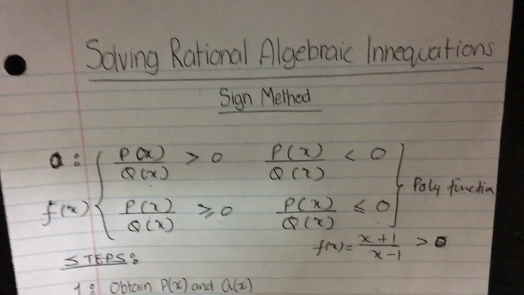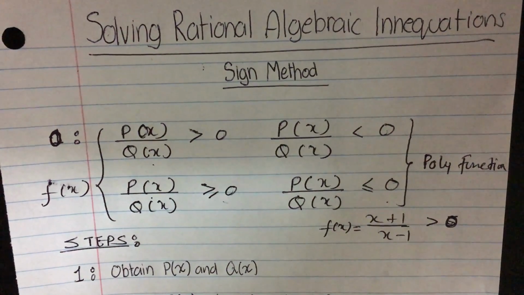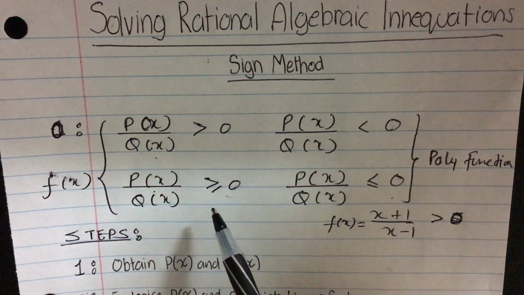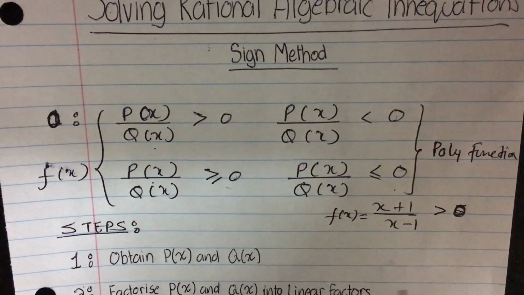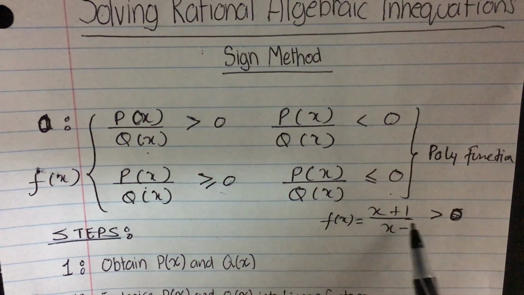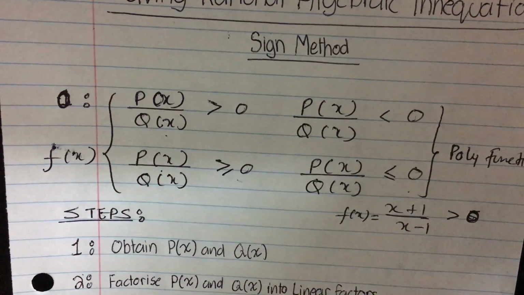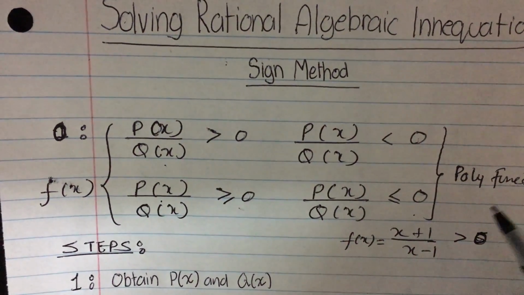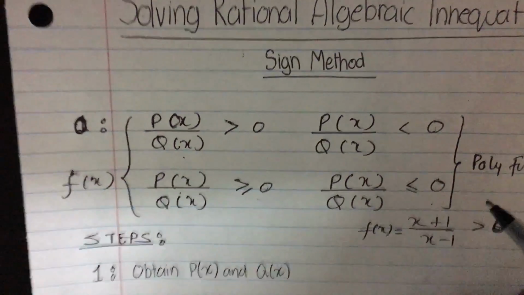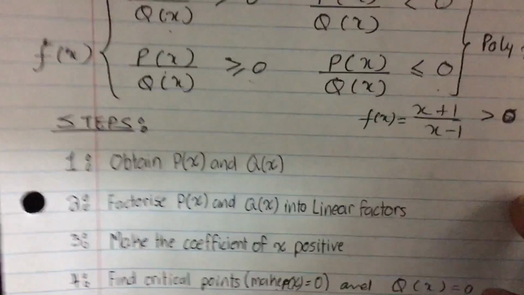So, the sign method is used for polynomial functions which are in the form of px divided by qx is either greater than, less than, greater or equal to, or less than or equal to 0. One example of this could be fx equals x plus 1 divided by x minus 1 is greater than 0. So the goal in this is to find some values of x that are actually valid for the inequality. So let's get to the steps that are required to actually complete this thing.